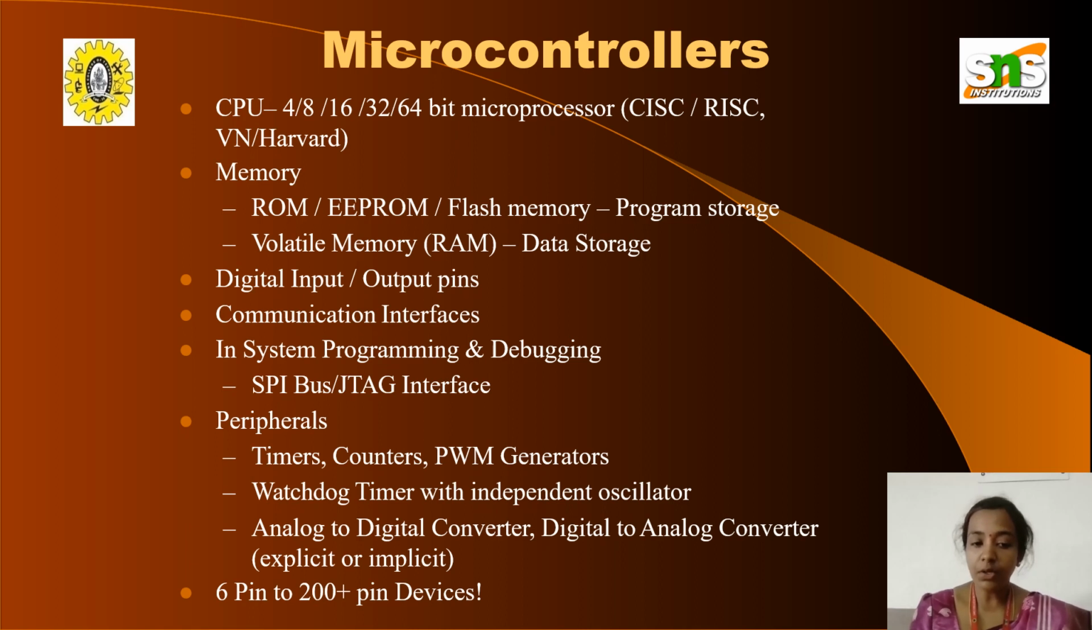The peripherals usually involve timers, counters, pulse width modulation generators, watchdog timers with independent oscillators, an analog to digital converter to convert the analog signals to digital signals, and a digital to analog converter, which converts the digital signals to analog signals. This can either be explicit or implicit. Microcontrollers usually have from 6 pins to a maximum of 200 pins.